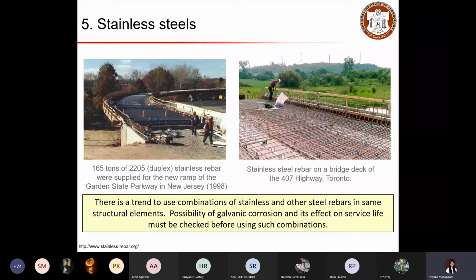There is a trend in some places to use a combination of both stainless and other steel bars in the same structural element. In such cases, you have to be very careful about galvanic corrosion. The possibility of galvanic corrosion and its effect on service life must be checked before using such a combination. What is galvanic corrosion?